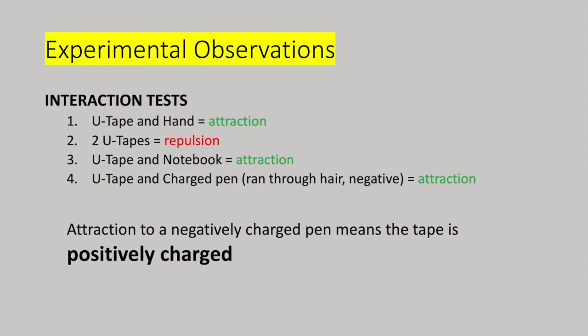For the last interaction test, I ran a plastic pen through my hair which created negative charge on the pen. When the U-tape was put near this pen, they were attracted. We know that like charges repel and opposite charges attract, so this experiment proved that the U-tape was positively charged.